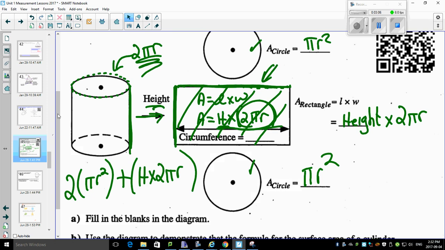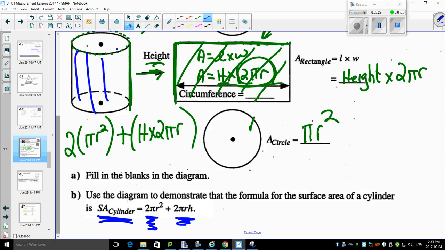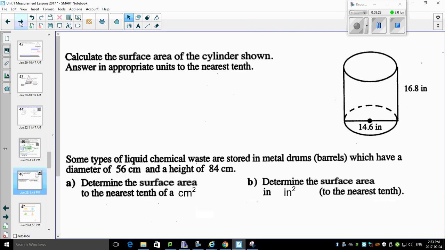So they may show you a slightly different formula, and the formula is right here. The surface area of your cylinder: there's your top and bottom circles, and then there's your lateral face. Remember, it's the label of the can, which is the lateral face. So let's use this in calculating a question. Here's a beautiful question. Calculate the surface area of the cylinder shown. Answer in appropriate units to the nearest tenth. So that just means to 1 decimal place.